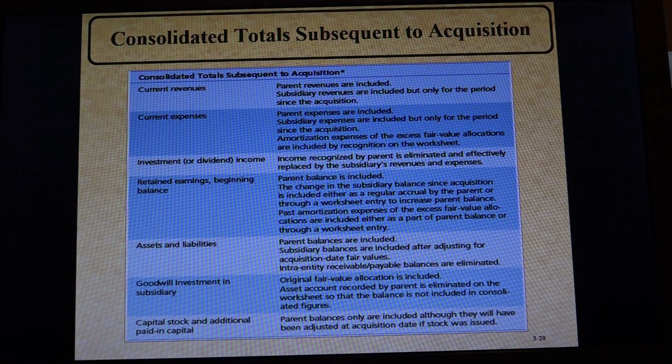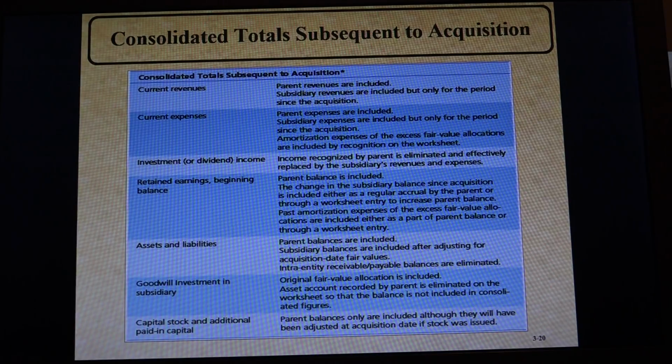And then last but not least is your P, which is simply taking the notes receivable out of the parent's current assets and the notes payable out of the sub's liability account. So should be fairly cut and dried. Make sure you look at that and understand it.